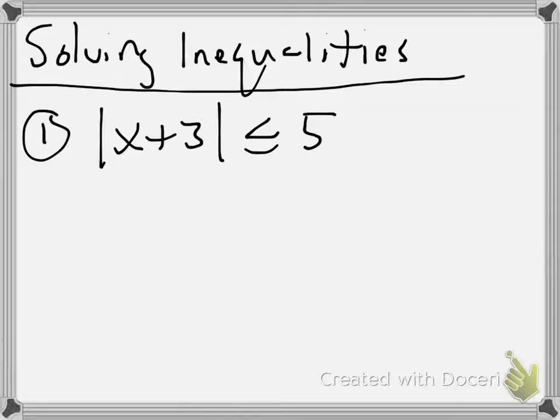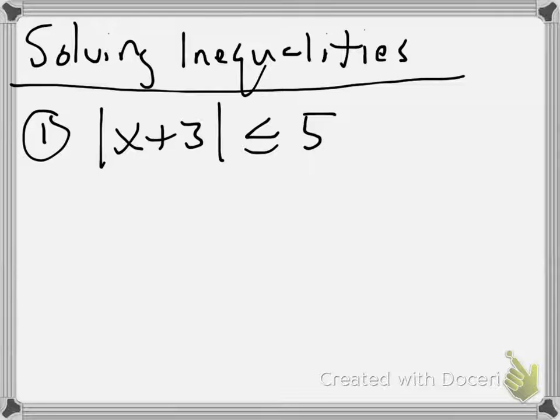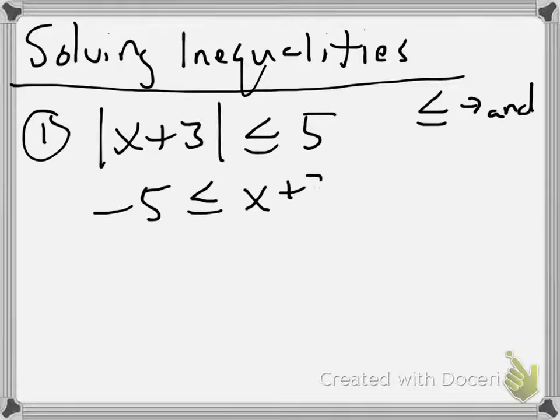First things first. Absolute value inequalities, there are two different problems you could have. This is the first one. Here's the second one. The first one is a less than or equal to. Anytime that you have a less than or equal to in an absolute value, that is going to turn into an and statement. So all that's going to happen is you're going to drop the brackets. You're going to put a negative 5 here. You're going to have a less than or equal to sign there. X plus 3 is without the brackets now. And then you're going to have a 5. So you're really going to have a compound inequality that you've created.